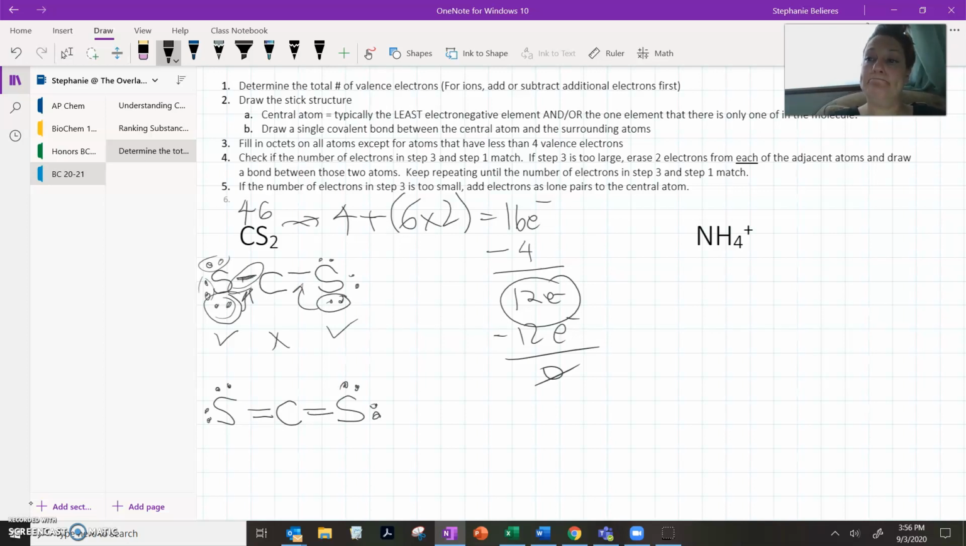All right. Now, that is one way to do that molecule. But there's other solutions for that that you might have thought of too. And so we'll discuss that in a little bit.